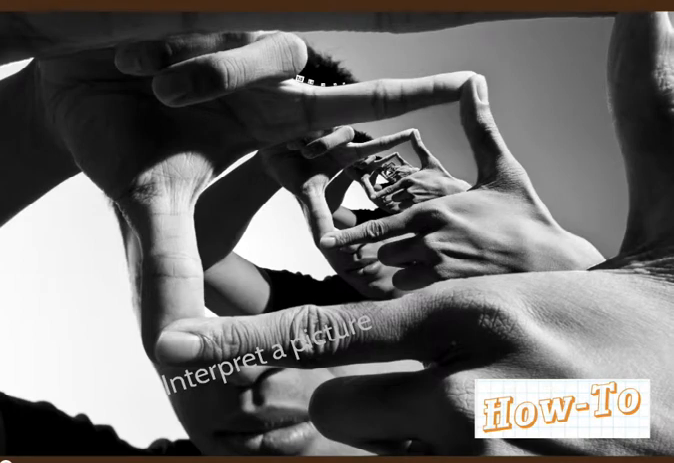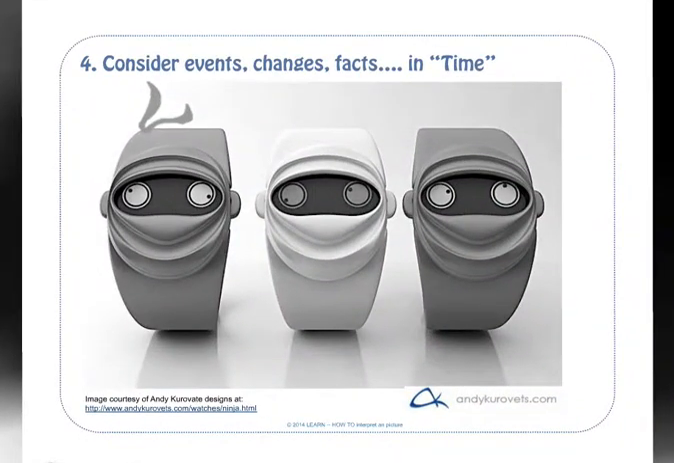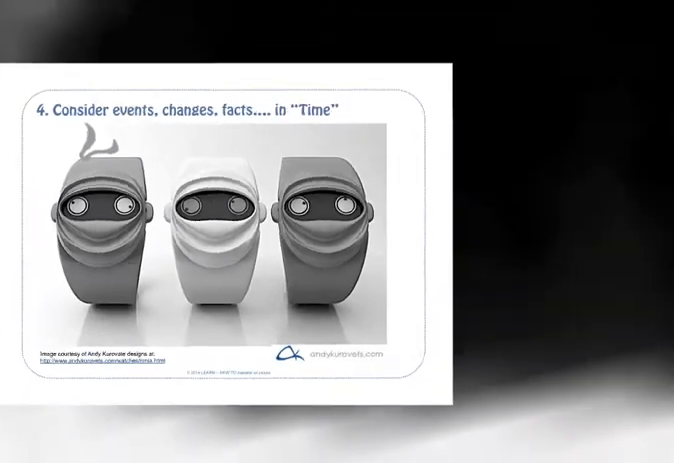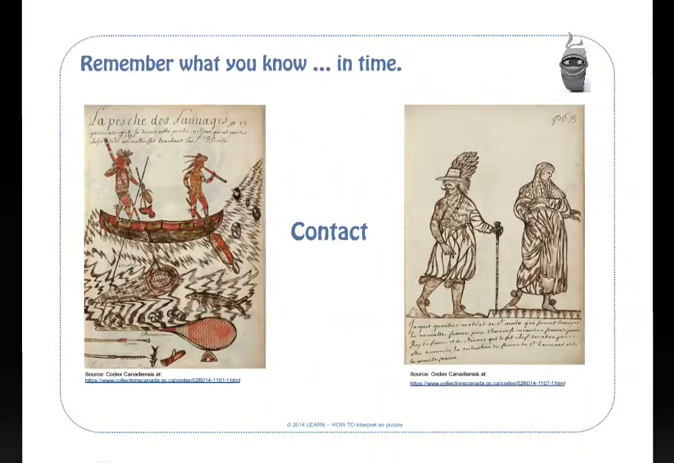How to interpret an image often means considering time. You need to consider events, changes, facts, all of these things in time. When you see an image, you need to remember what you know in time, or about that time, if you like. For example, these pictures during the time of contact between American Indians and Europeans.